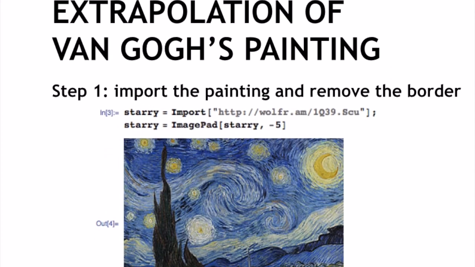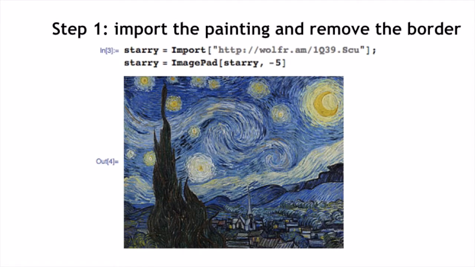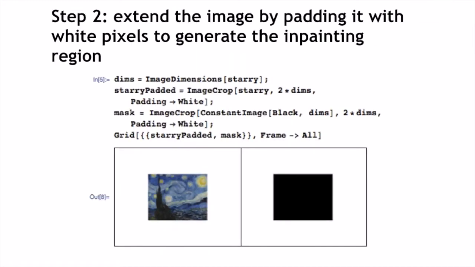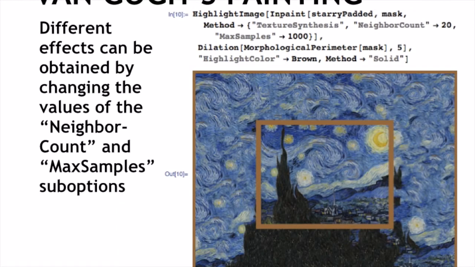Well, how do we use the method to extrapolate Van Gogh's painting? Here are 3 steps. First, you need to import the painting and remove the border. Next, you need to extend the image by padding it with white pixels to generate the inpainting region. Third, you can extend the painting using the texture synthesis method. Or different effects can be obtained by changing the values of the NeighborCount and MaxSamples sub-options.